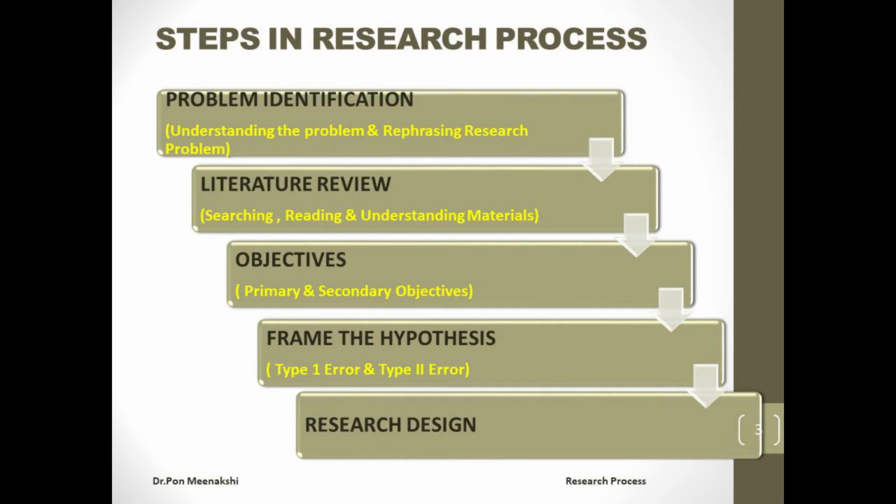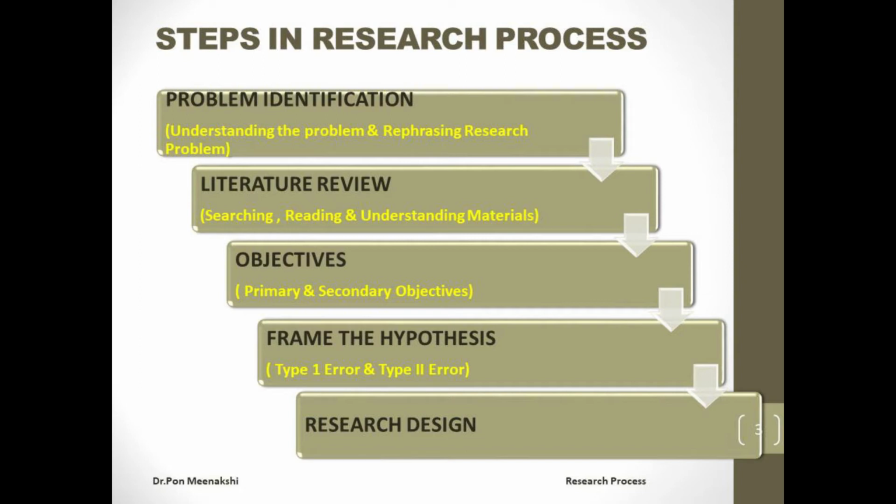Third step, objective. Here the research objectives are of two types: primary objective and secondary objective. The primary objective is relevant to your title. The secondary objective is helpful to achieve the primary one. How to write objectives? An overview.